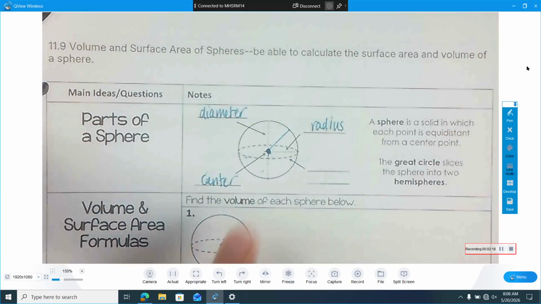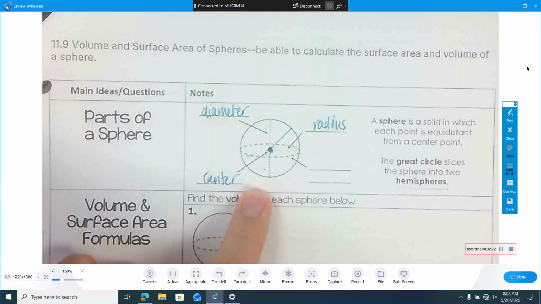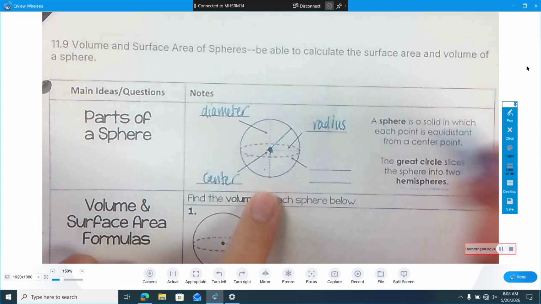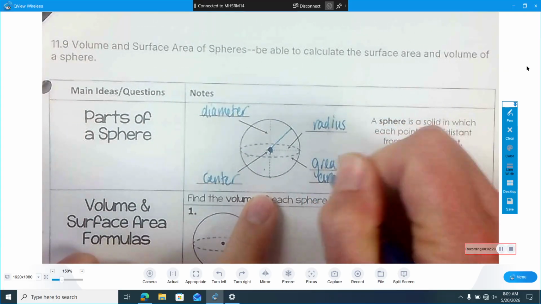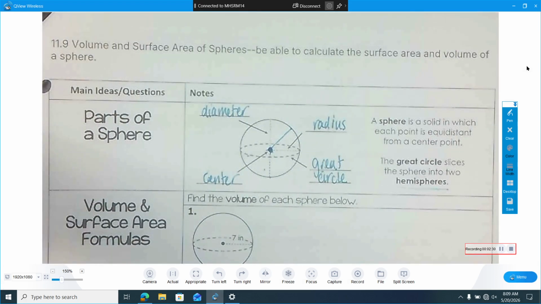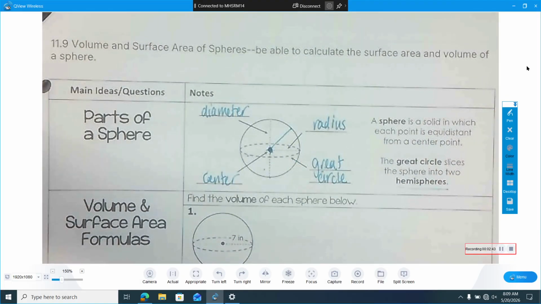And we also have the great circle, which slices the sphere into two hemispheres. This is called the great circle, also known on Earth as the equator. So the great circle goes all the way around. And we have two hemispheres, much like on Earth. We have the northern hemisphere and the southern hemisphere.